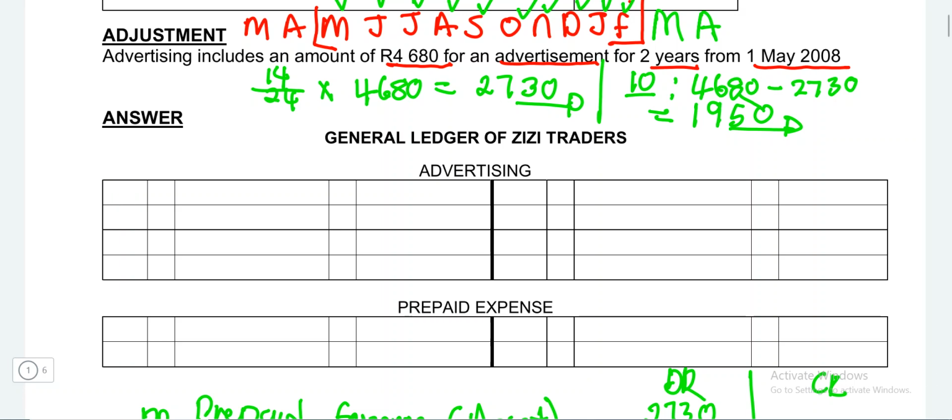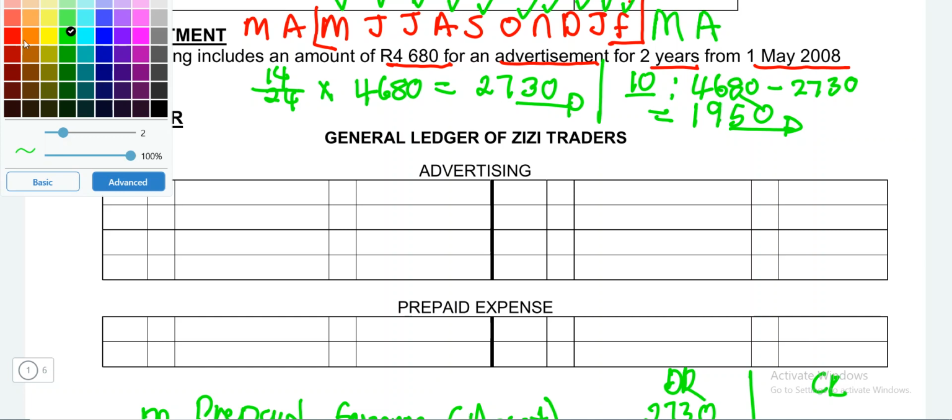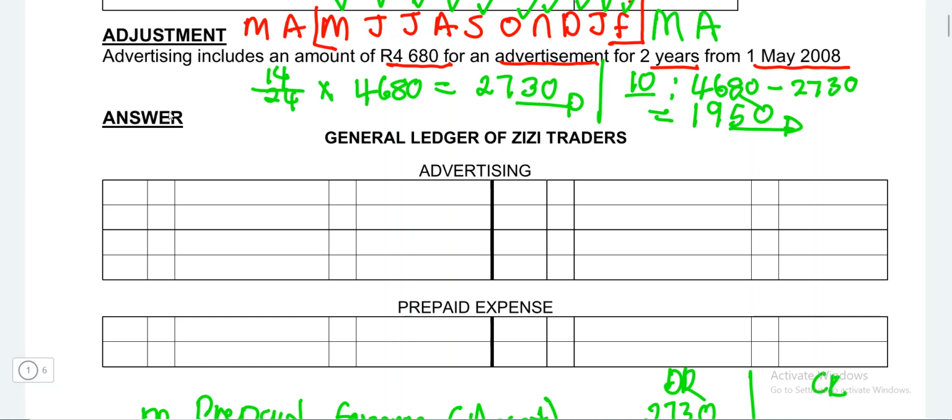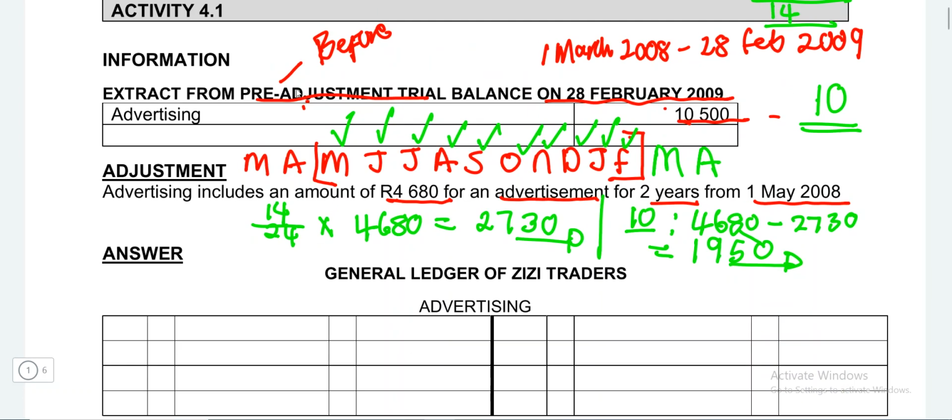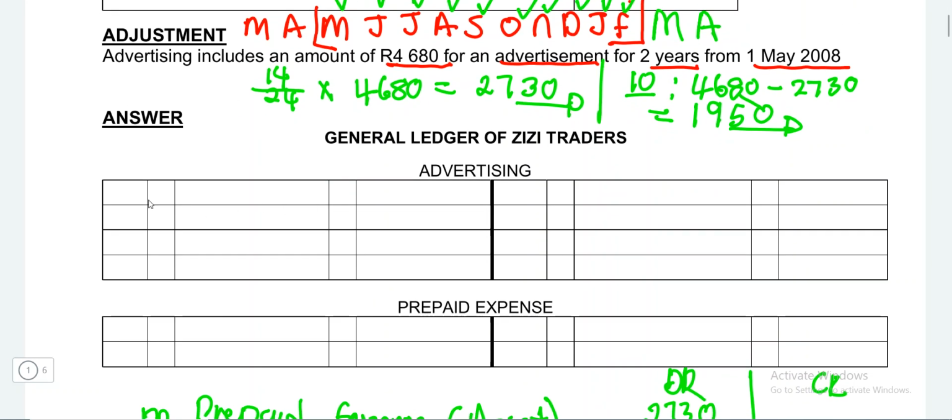Remember, our end of the year is February 2009, right? So we're going to have February 2009, and then the day is the 28th. Very important for you guys to practice to write the dates. And remember, here we're going to write total payment, right?